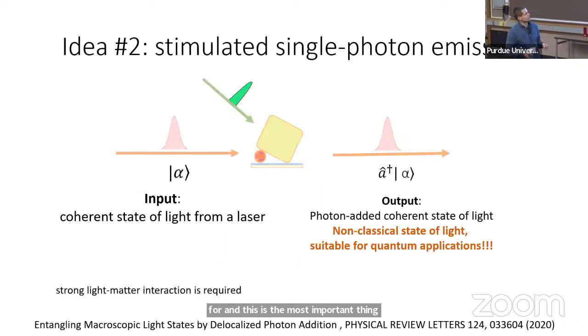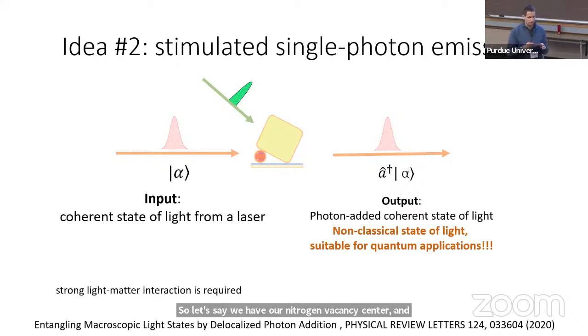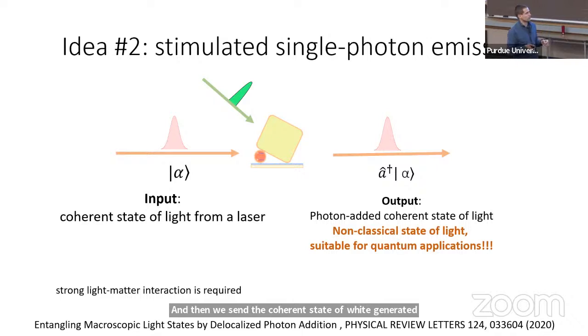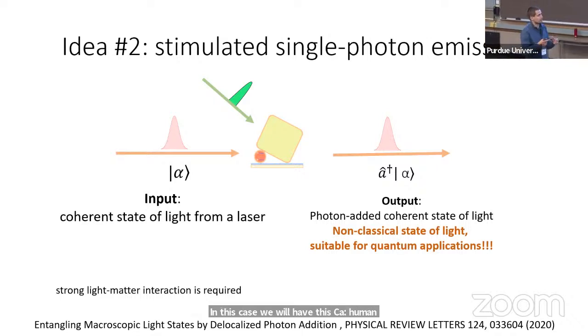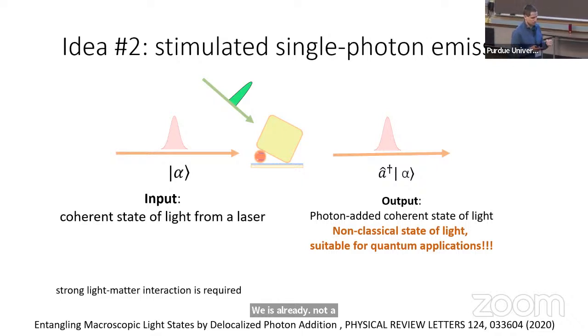So we can apply it to a single photon level. Let's say we have our nitrogen vacancy center and we excite it with the green laser to its excited state. And then we send the coherent state of light generated from the laser. And on the output, in this case, we will have this coherent state plus one photon, which is already not a coherent state of light. This is the so-called photon-added coherent state of light, which actually possesses non-classical properties, which can be used for quantum information science.